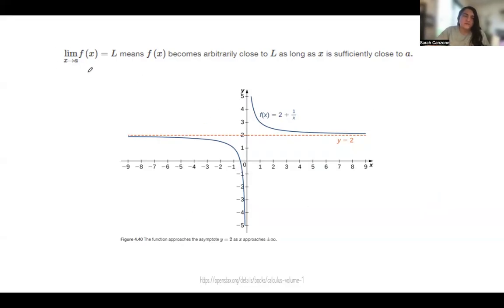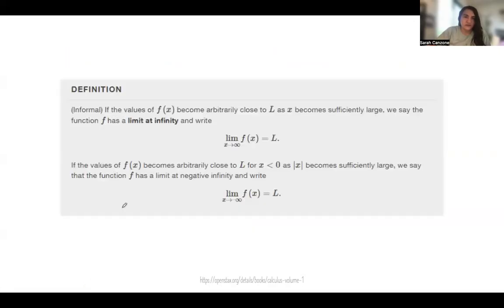So the limit as x approaches a of f of x equals L means that f of x becomes arbitrarily close to L. As we get closer and closer to this line right here, the function tends to go towards that line as we get to whatever value we're looking at. Usually it's going to be either positive or negative infinity, as it says down here. This is something we're going to have to keep in mind throughout the lecture today.